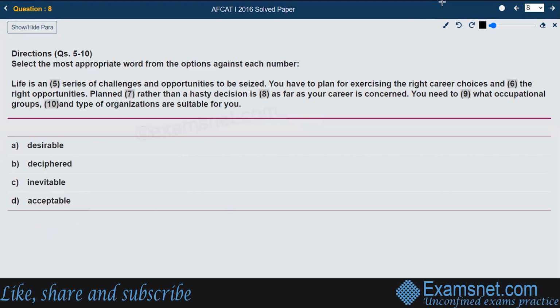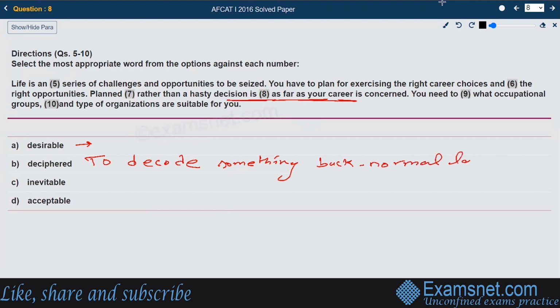8. Planned execution rather than a hasty decision is dash as far as your career is concerned. Let's see the options. First is desirable, that is something you desire. Deciphered. The word deciphered means to decode something into normal language. If something is written in code form and you decode it back so that it gives you a natural language understanding, that is what deciphered means. But that doesn't make any sense here.